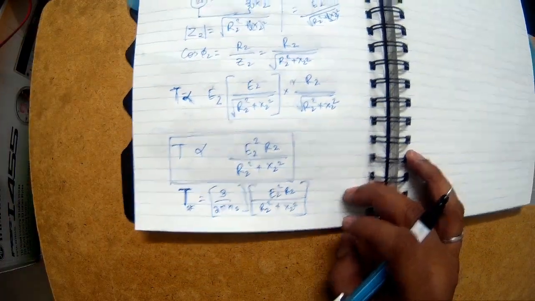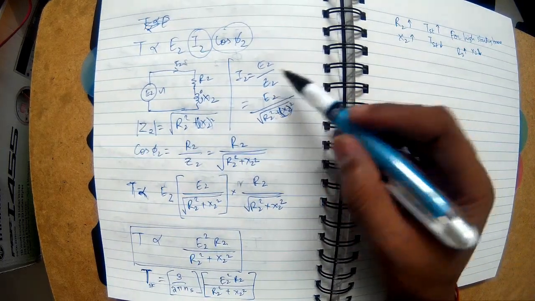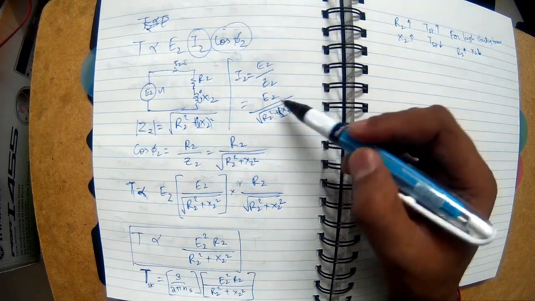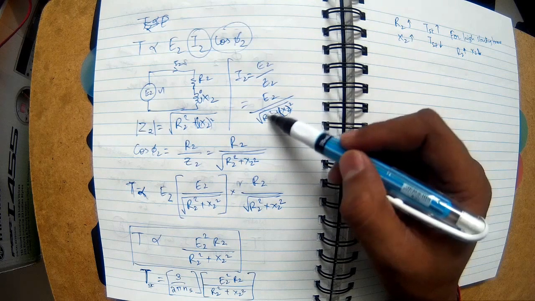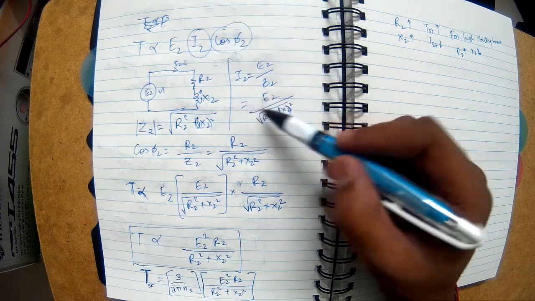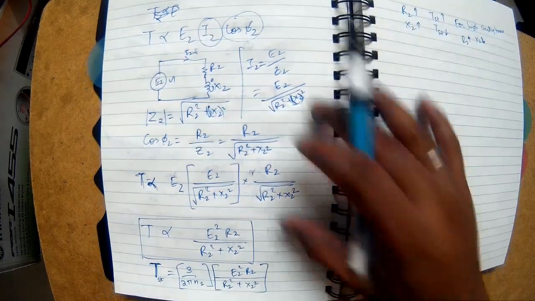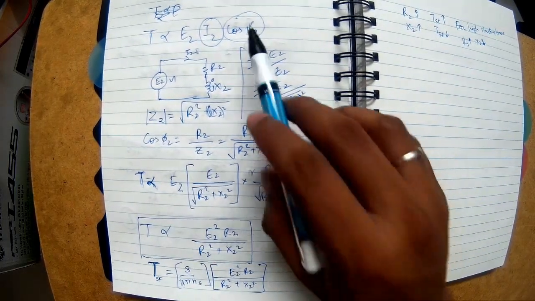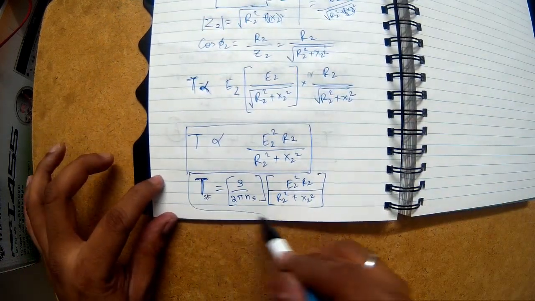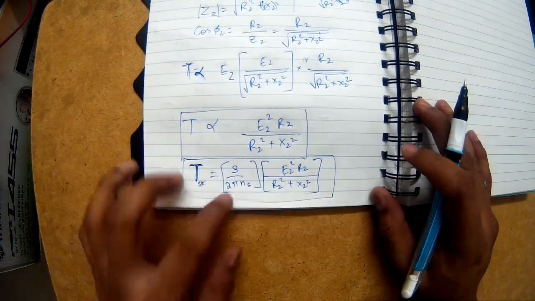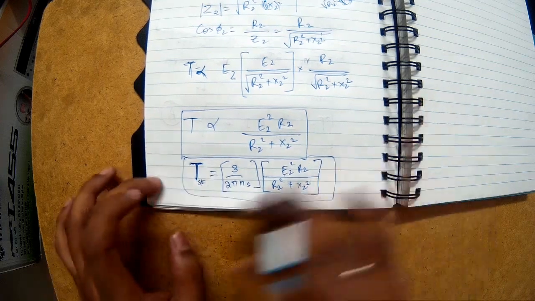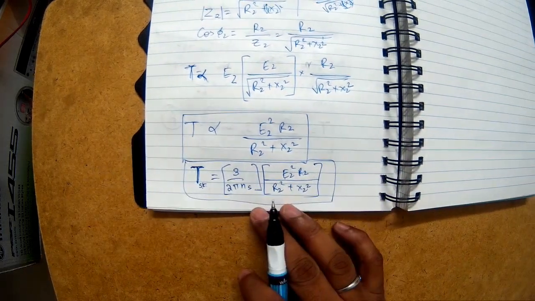Now what about I? If I just go back here, the current is nothing but E by Z. So if resistance is low, then the current is also very high and the power factor is also very poor. Because the power factor is poor, the torque is also poor. So I think this is the expression that we are aiming for, and we got this expression for the starting torque of induction motor.